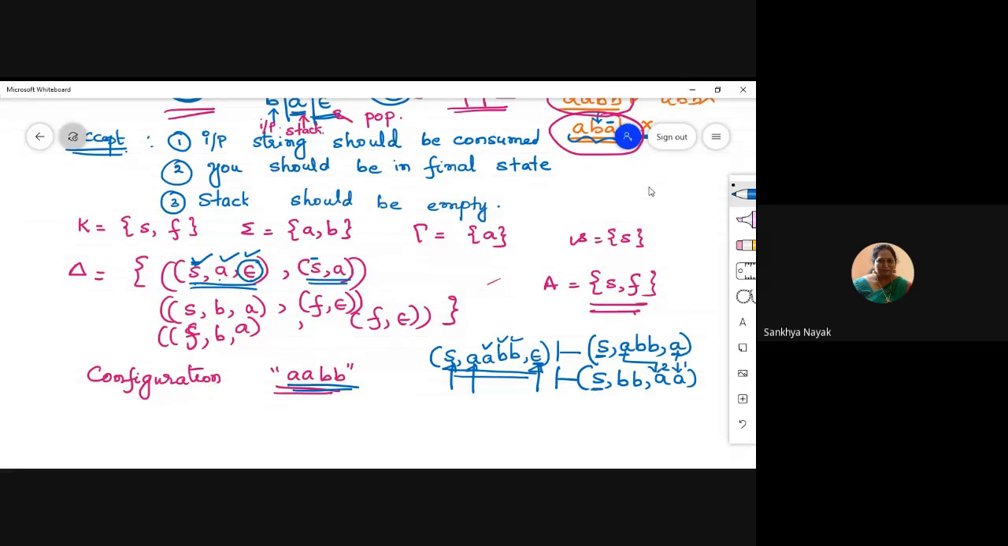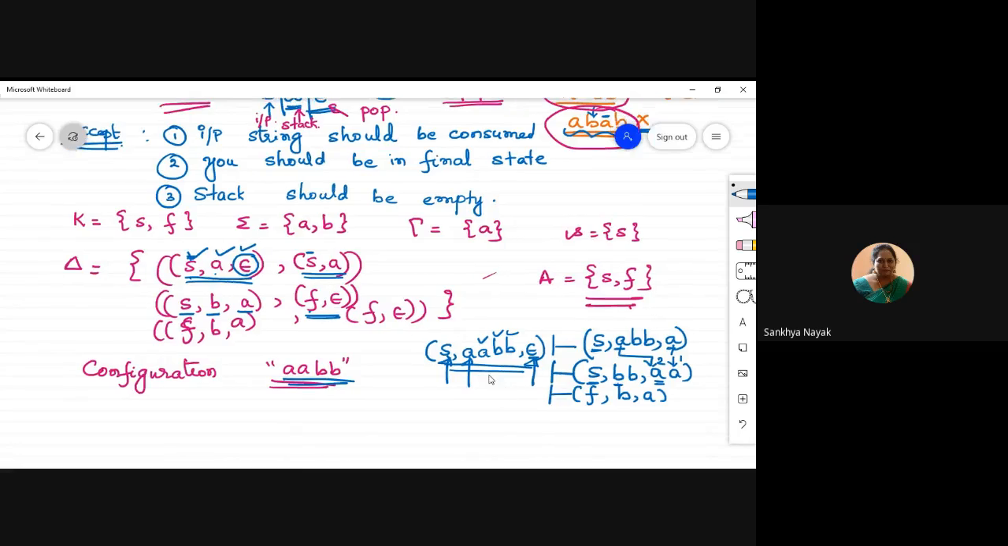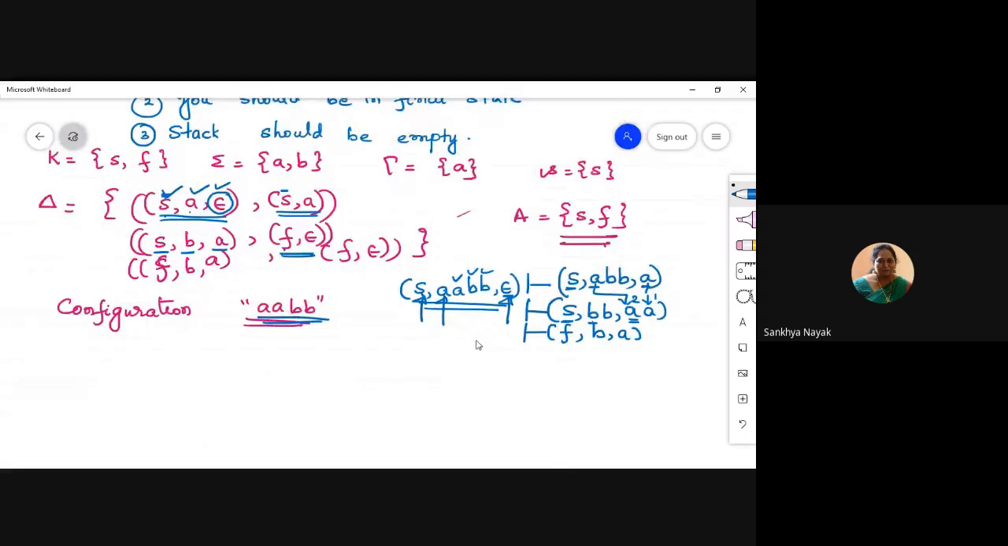Next one is S, B and A. Do I have a transition? Yes, S, B, A. I'll make a state transition to F. And I said pop, right? So we consume an input and we pop one symbol from the stack. Okay. Now do we have a transition for F, B, A? Of course we have a transition for F, B, A. It again says remain in state F but pop. Okay. So I have reached this place.